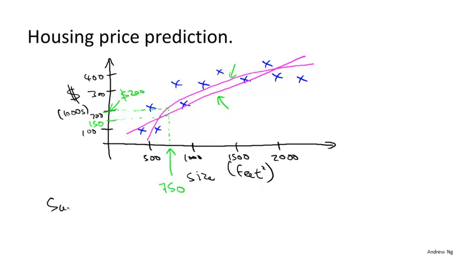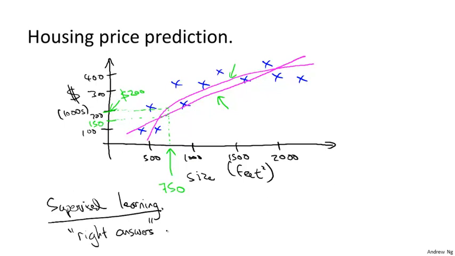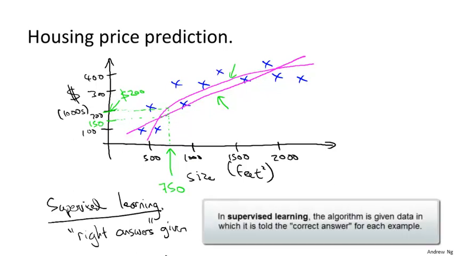So this is an example of supervised learning. And the term supervised learning refers to the fact that we gave the algorithm a bunch of right answers. We gave it a data set with the right answers, meaning the correct housing prices in the data set, and we asked the algorithm to produce more of these, quote, right answers of what the correct housing prices are. More formally, in supervised learning, the learning algorithm is given data in which it is told the correct answer for each example. It's told the correct answer that we're trying to predict.